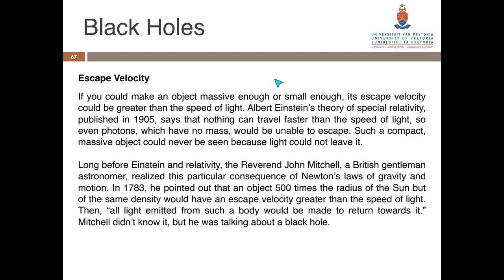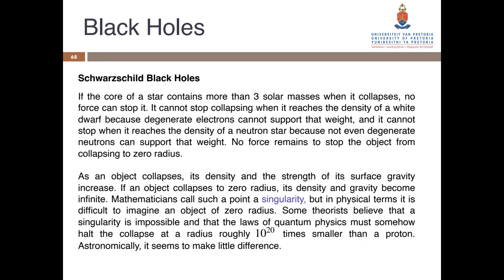Long before Einstein's relativity, the Reverend John Michell, a British gentleman astronomer, realized this particular consequence of Newton's law of gravity and motion. And in 1783, he pointed out that an object of 500 times the radius of the sun, but of the same density, would have an escape velocity greater than the speed of light. Then all that was emitted from such a body would make it return towards it. So Michell didn't know, but he was talking about a black hole.